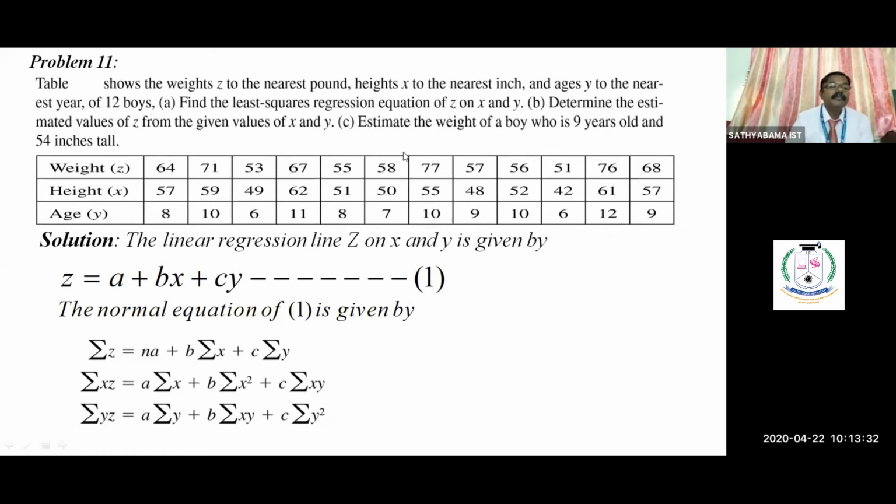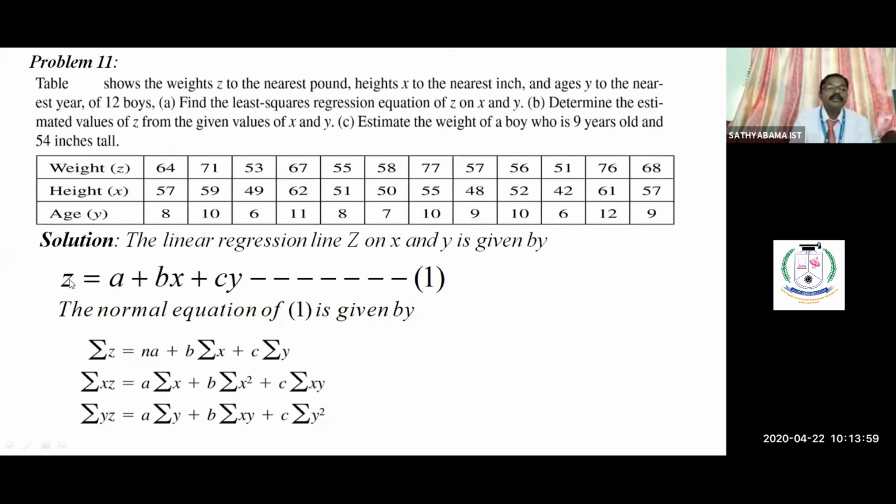The second part, you are asked to determine the estimated value. That means here Z is given. What will be the estimated value after finding the relation? What is A, B, C? We have some equation with relation between Z, X, Y. Estimated value means substituting the value X equal to 8, Y equal to 57. What is the value of Z? That is the estimated value.